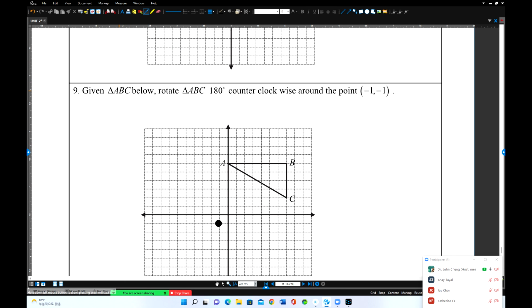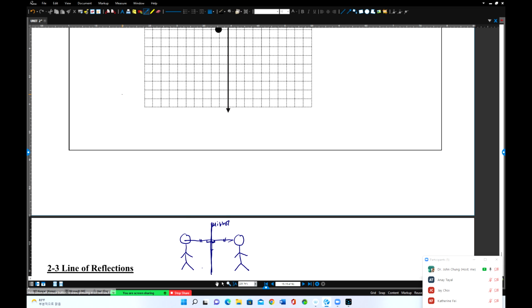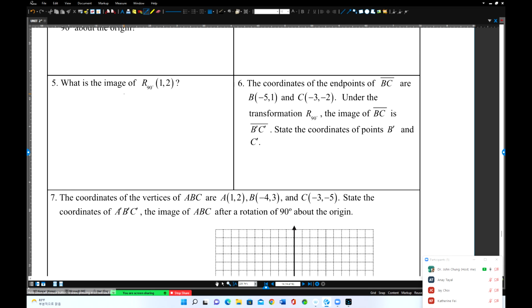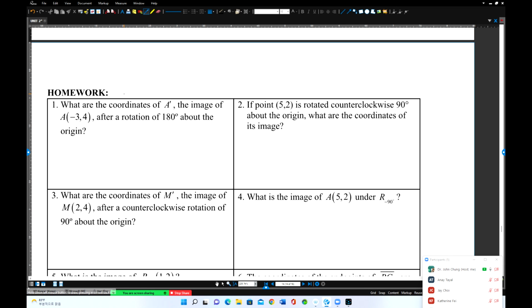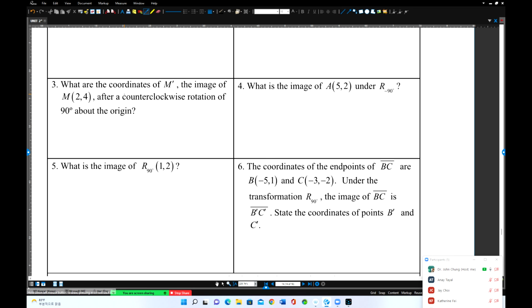Okay, number 9, you can try this one by yourself, and the rest of the rotation homework there, okay? So maybe tomorrow morning I can send out just a line reflection homework, around 10 questions, okay? I'll send it out to you tomorrow morning, okay? Do you have any questions on these topics, transformations?